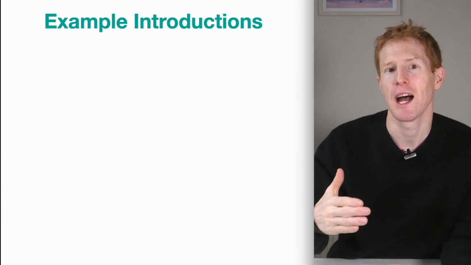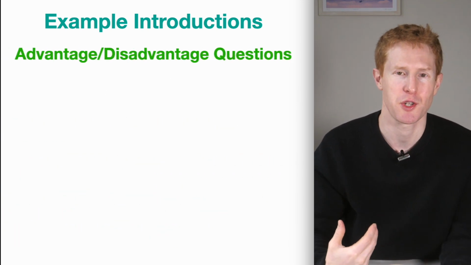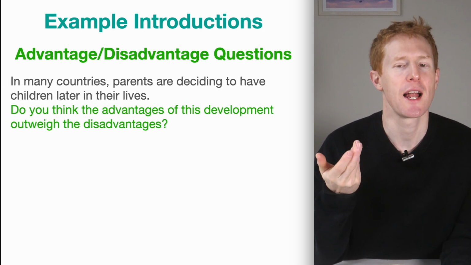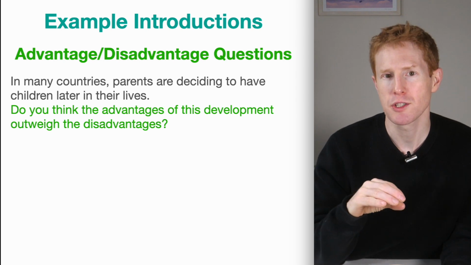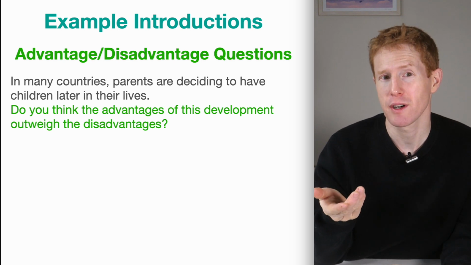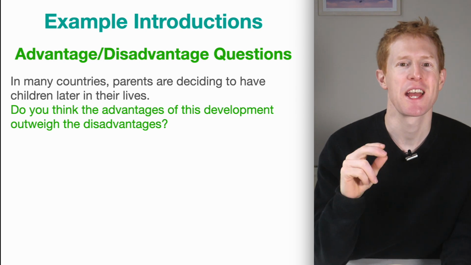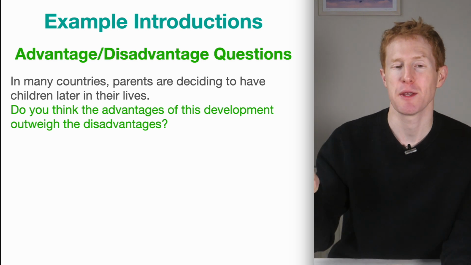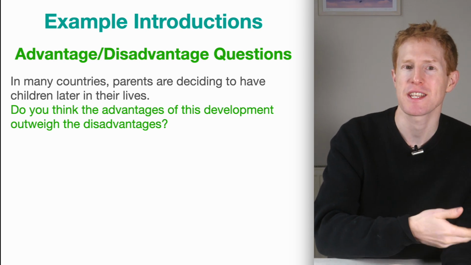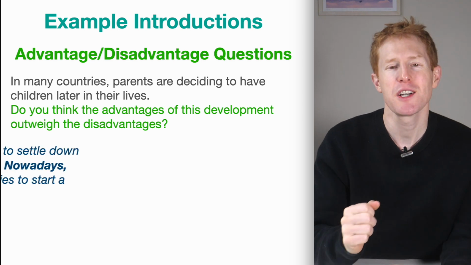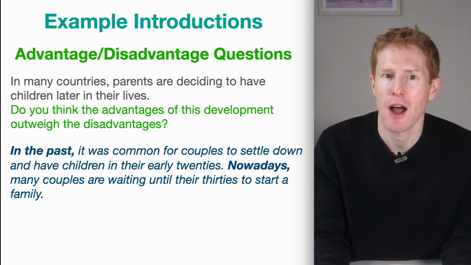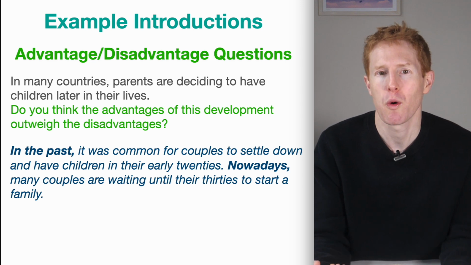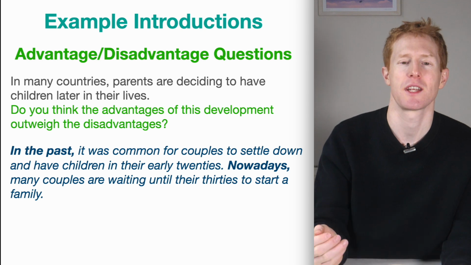Let's now look at an advantage-disadvantage question. In many countries, parents are deciding to have children later in their lives. Do you think the advantages of this development outweigh the disadvantages? So we see the phrase "this development", so we know we can use our "in the past plus nowadays" template structure. In the past, it was common for couples to settle down and have children in their early 20s. Nowadays, many couples are waiting until their 30s to start a family.